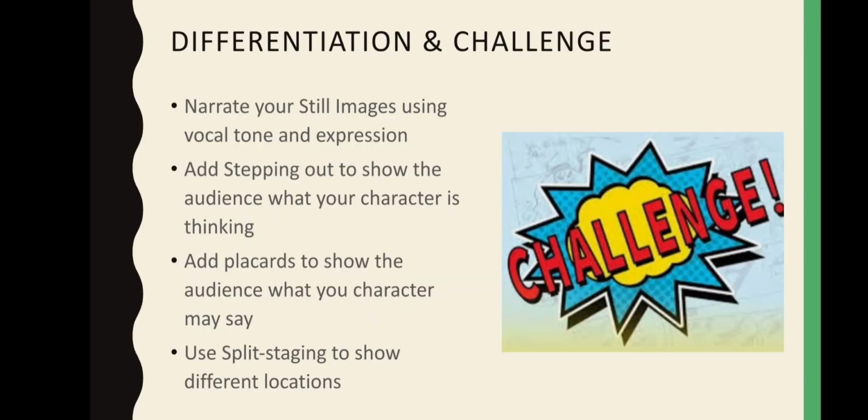Differentiation and challenge. Now that you've rehearsed your pieces, you may want to think about narrating your still images using vocal tone and expression to show how your characters are feeling. Add stepping out to show the audience what your characters are thinking. Add placards, which are signs to show what your character might say, or use split staging to show different locations. Pause the video here and continue rehearsing.